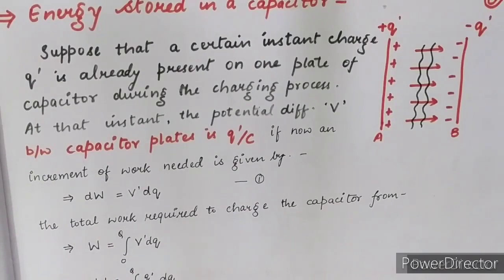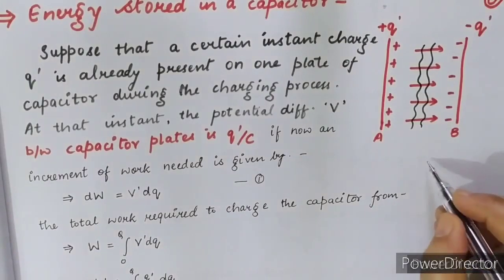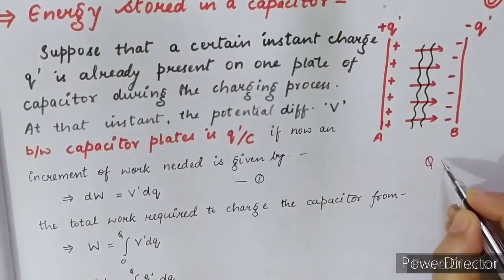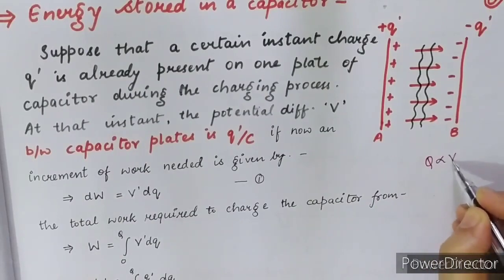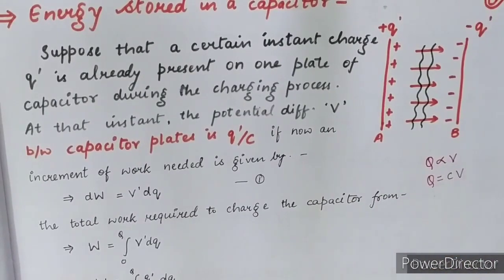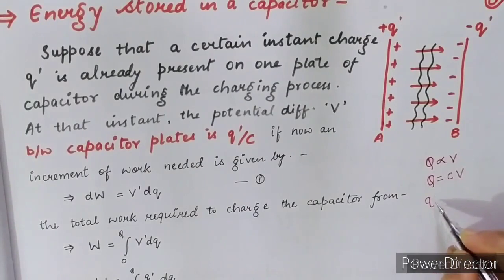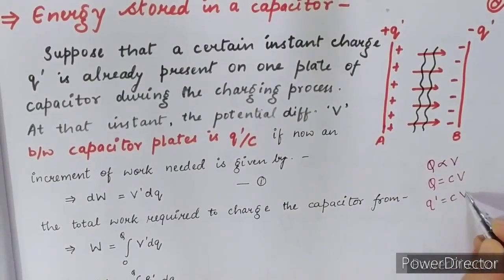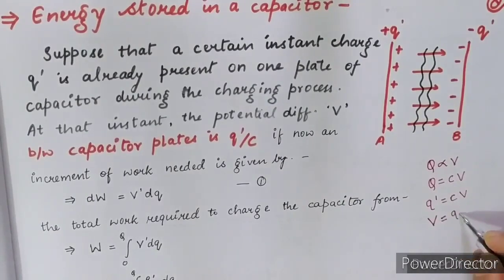Now what is the formula of the capacitor? In our first lecture, I showed you that charge is directly proportional to potential, so Q is equal to CV. Here we take charge Q dash equal to CV, and as the charging process is started, the instantaneous potential difference across the plates of the capacitor is Q dash upon C.